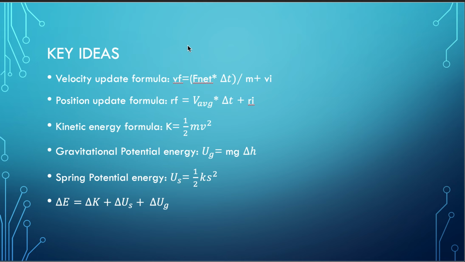For example, the position update formula and the velocity update formula. And of course, we have the kinetic energy, gravitational potential energy, and spring potential energy formulas, all of which added together are equal to the total energy. Some conditions this lab has is that we know that the total energy is conserved because it is a closed system, and the three energies that we're using are kinetic, gravitational potential, and spring potential energies.